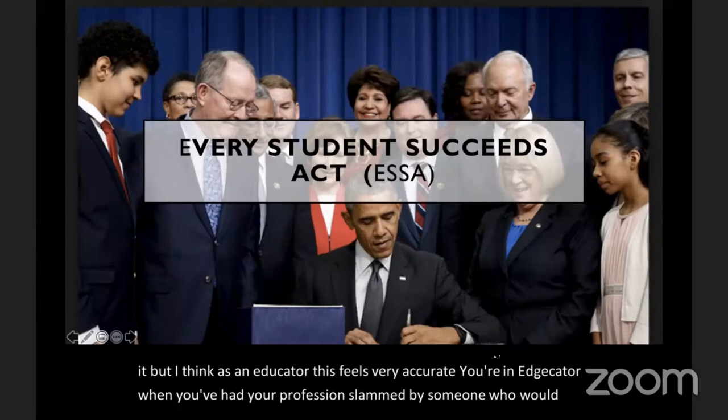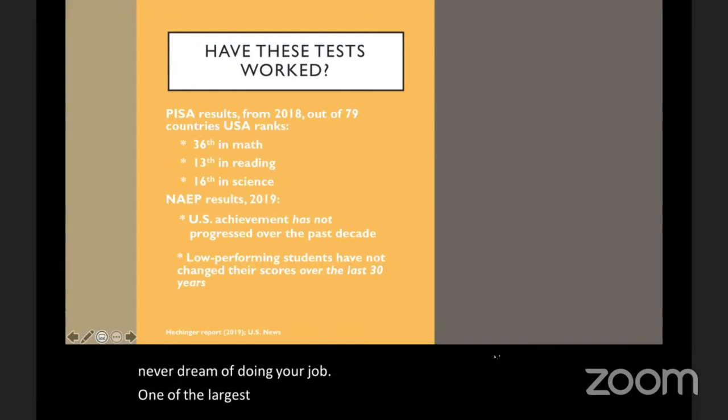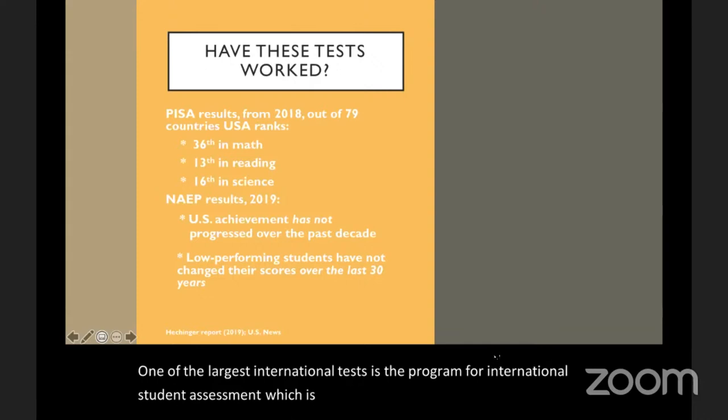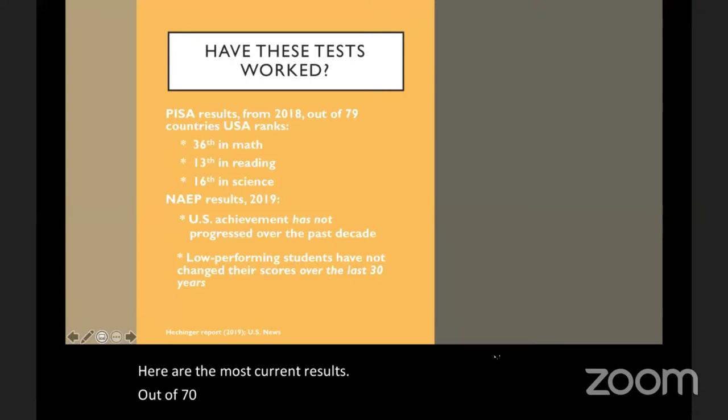One of the largest international tests is the Program for International Student Assessment, which is PISA, and it measures reading ability, math, and science literacy, and other key skills among 15-year-olds in developing countries every 3 years. Here are the most current results. Out of 79 countries, we ranked 36th in math, 13th in reading, and 16th in science.